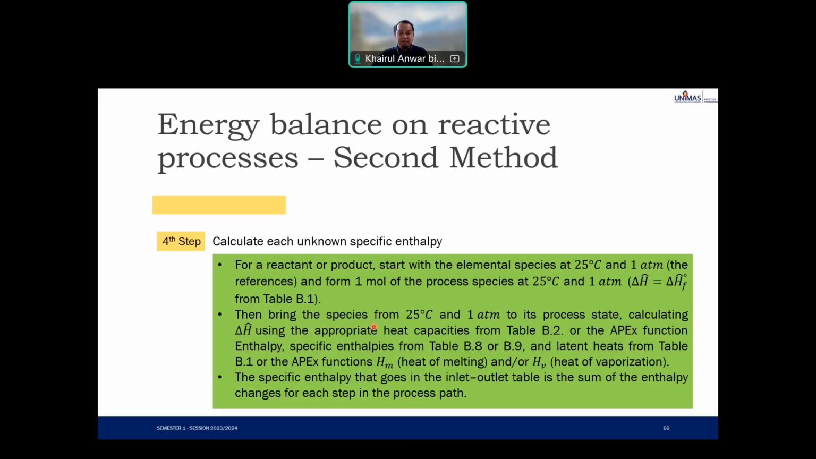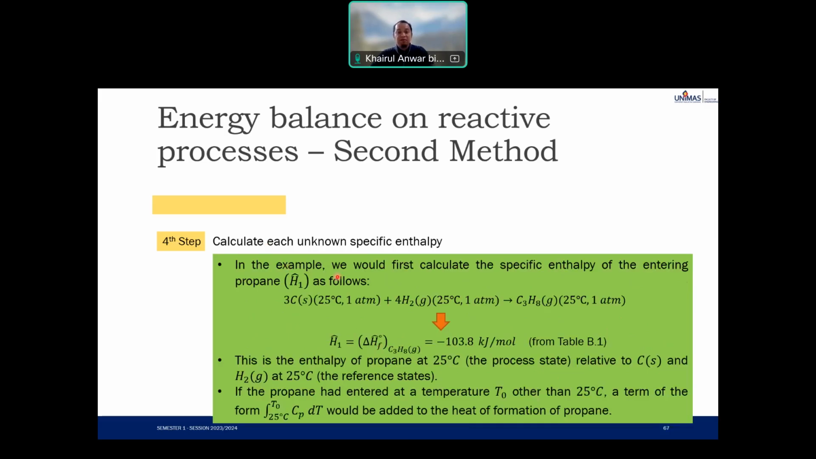When bringing the species from 25 degrees C to the process state, calculate delta H using the appropriate heat capacity from table B2. Specific enthalpy from table B8 or B9 and latent heat from table B1. The specific enthalpy that goes in the outlet table is the sum of the enthalpy changes for each step in the process path. In the example, we will calculate the specific enthalpy of the entering propane, H1.